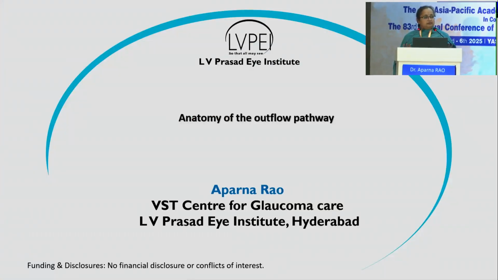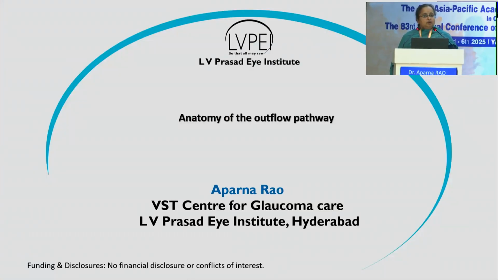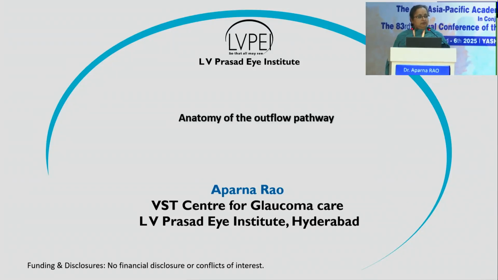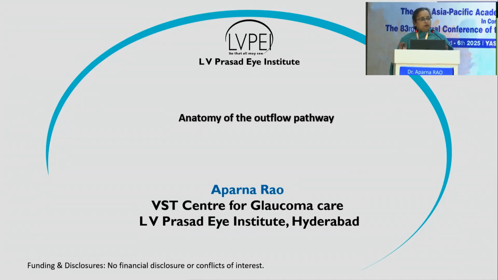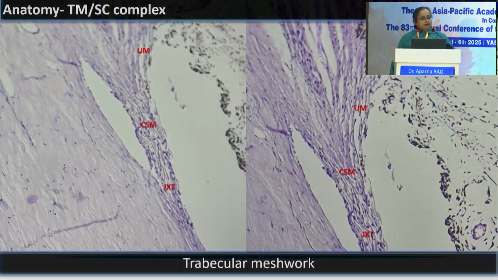So when we talk of MIGS, before we even start, it's important for us to refresh and revisit the trabecular meshwork anatomy, because whatever we understand of the trabecular meshwork anatomy is from old studies from Duke Elder or other textbooks, what are from enucleated globes. So what is the current update? What is the old anatomy?